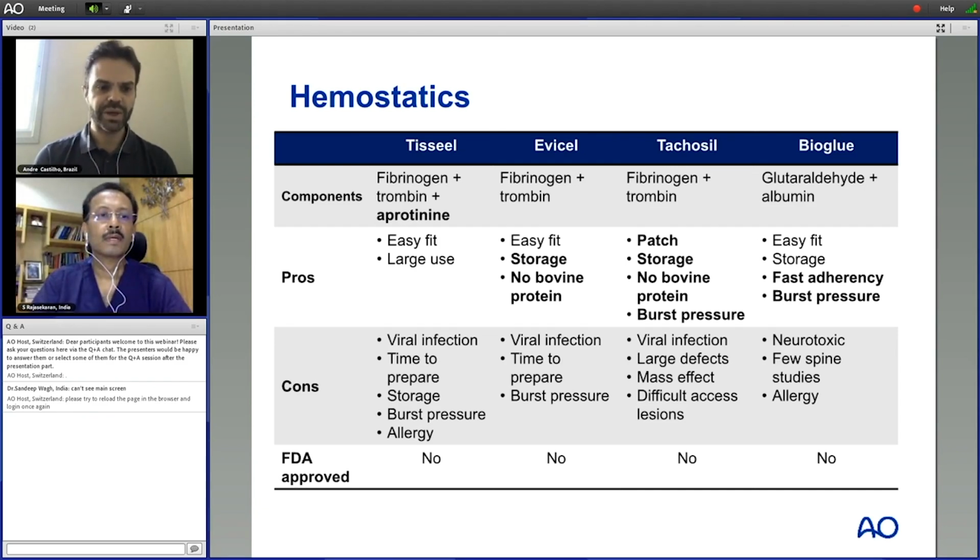We have something called burst pressure, that is the intradural pressure that leads to a leakage and disrupts the sealant. With Tisseel, we have the lowest burst pressure, and we have a high burst pressure with TachoSil, and BioGlue has an intermediate burst pressure. But we have to remember that the manufacturer tells us that it can be cytotoxic, especially neurotoxic, so we have to be careful when using it.